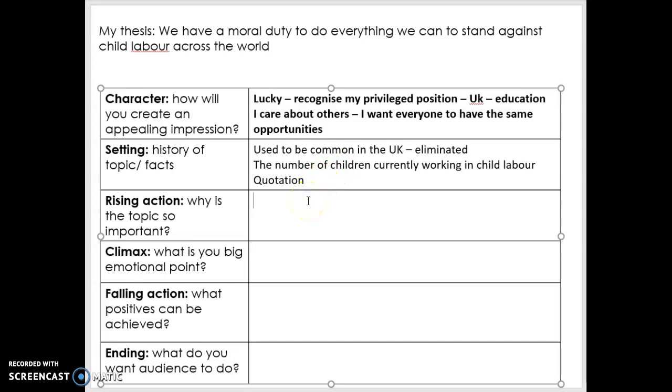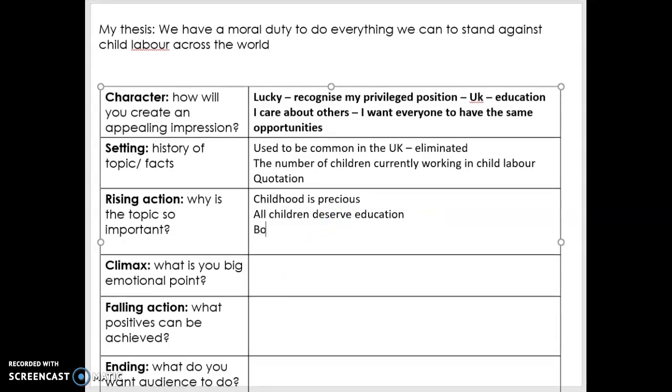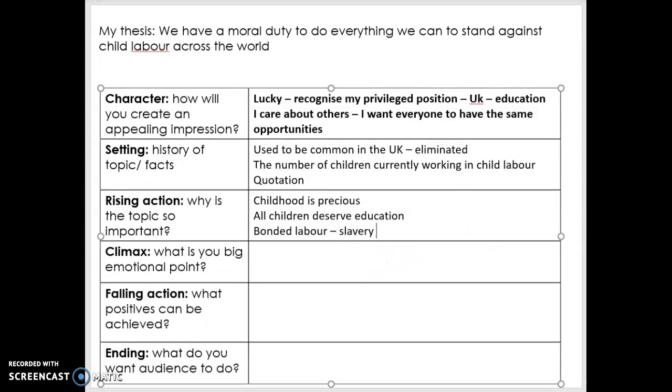For my rising action, why is the topic so important? This is obviously the bit where I'm going to be a bit more emotive, where I'm going to talk about how childhood is precious. All children deserve education. This is the point where I'm going to talk about those emotional topics. And then my big moment, my big emotional point, I think here as well, I might also talk about bonded labour and the fact that in some countries, children are forced into a form of slavery because they have to work to pay off the debts of their father, or even their grandparents. So I'm going to talk about those kinds of issues in that section.